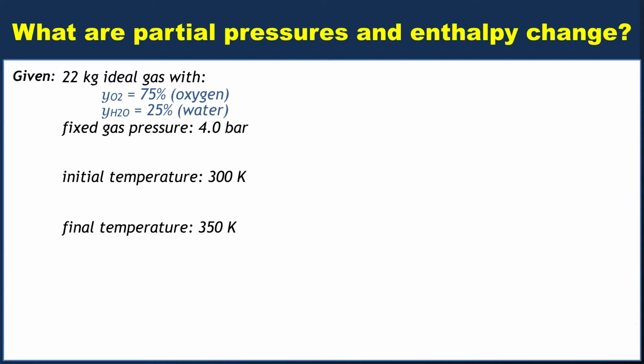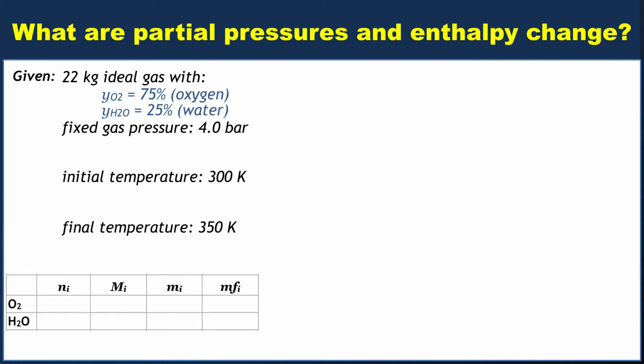The first step with any of these mixture problems should be to construct your table. I'm going to assume you can do this if you watched the first video, so we have a table for oxygen and water, and I'm just going to fill in all the values at once. Okay, so I did that. Please review your lecture notes and other videos if you need help on this step. We're going to use some of that information, maybe not all of it, to compute the partial pressures and the enthalpy change. Let's start with partial pressure.